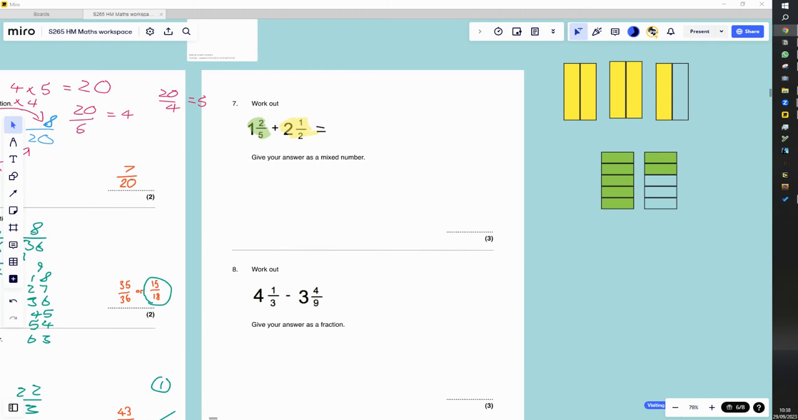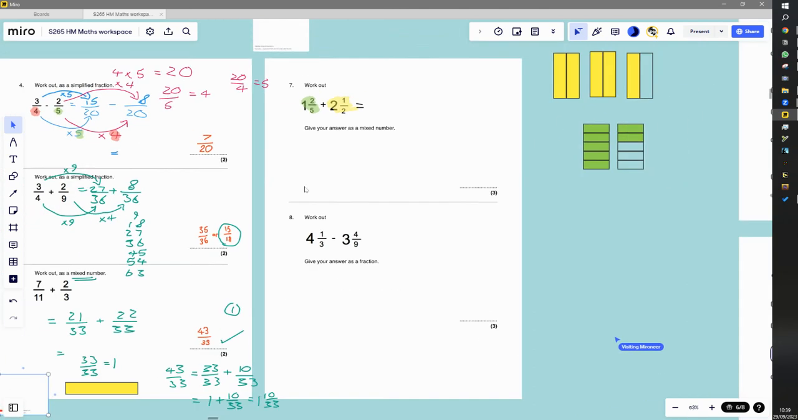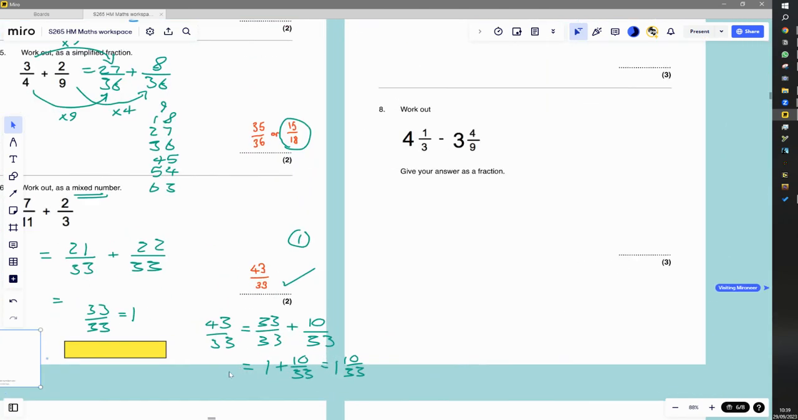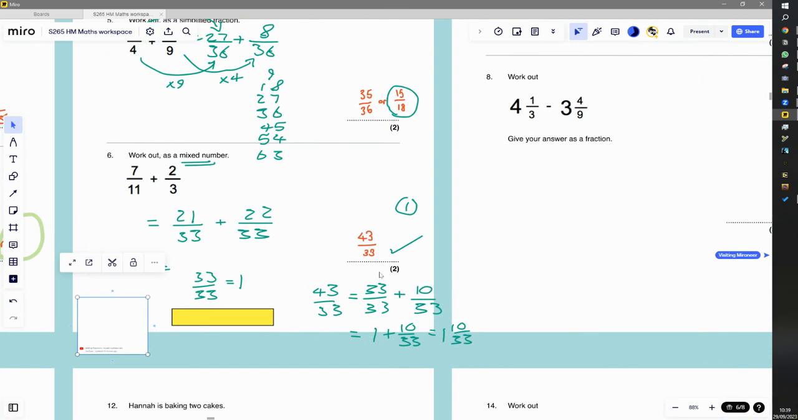So we've been adding fractions with different denominators, and now we're starting to think about mixed numbers. The last question was asking for the answer to be done as a mixed number. It says 43 over 33. What is a mixed number? It's something like 1.5 or 6 2/3, whatever it might be, where you have a whole number and a fraction together.